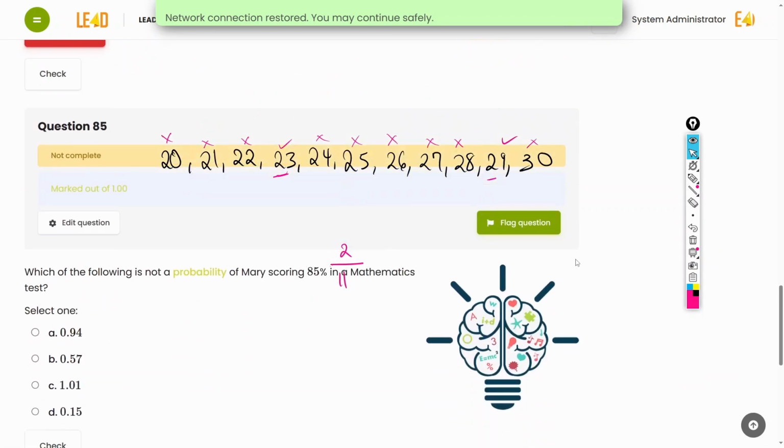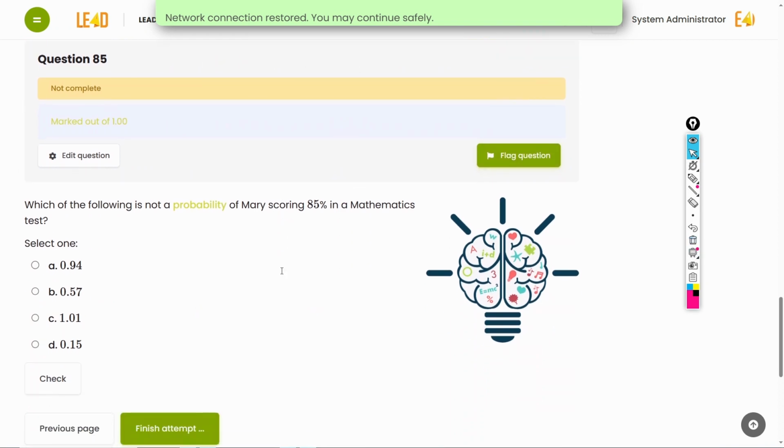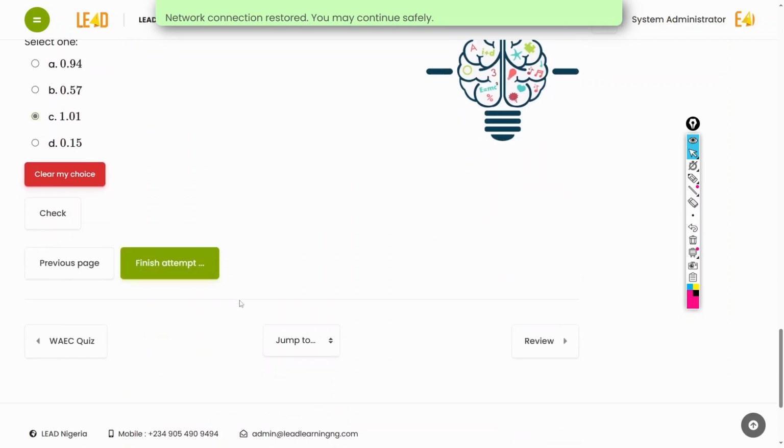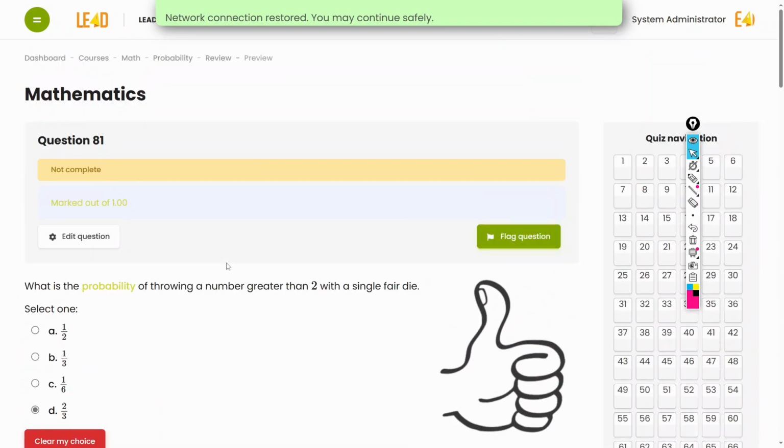Finally, question 85. Which of the following is not a probability of Mary scoring 85% on a math test? All right, so the only one that does not qualify as a probability is 1.01. Your probability must always range from 0 to 1. You can't have a probability greater than 1. 1 is certain, it must happen. And 0 means it cannot happen. So it can't be less than 0 or greater than 1. All right, so that's the end. Good luck.